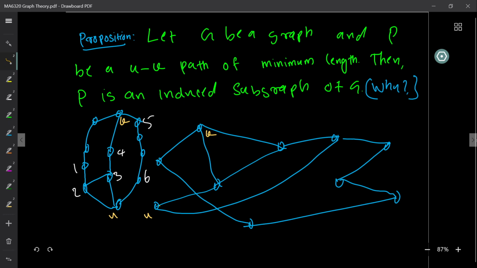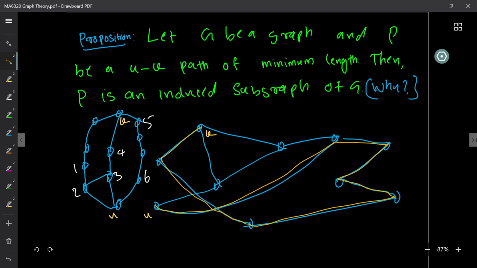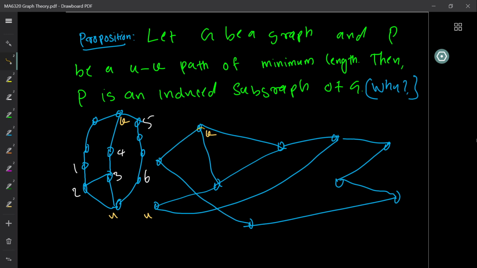On the other hand, not all induced paths need to be shortest. For example, I can go from here to here, here, here, then here, and here. This is also a u-v path, which is also an induced path. But this path is not a shortest path.